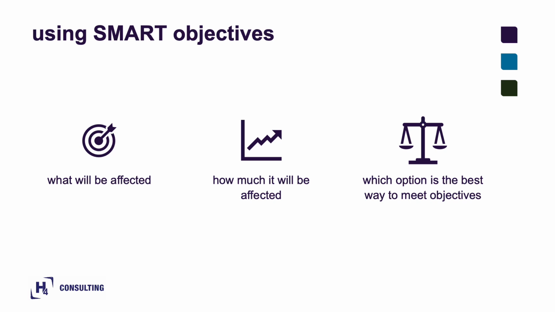This video briefly outlines how SMART objectives help to analyse and communicate what will be affected by each option, how much it will be affected, and which option, if any, is the best way to meet the objectives. Business cases aren't just about comparing the costs of different options. They're also about comparing the effectiveness and value for money of those options. The expected effects of an option, good and bad, can be expressed as metrics. By estimating the value of those metrics for each option, we can compare their relative merits.